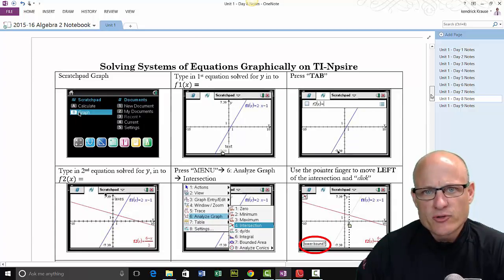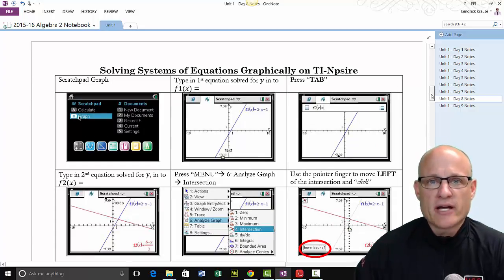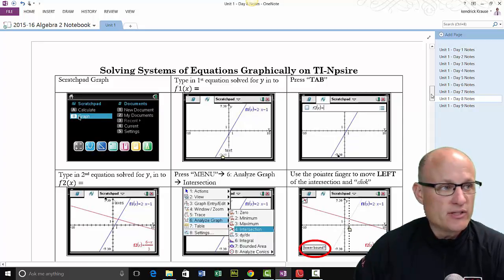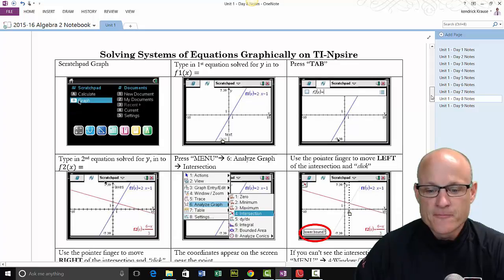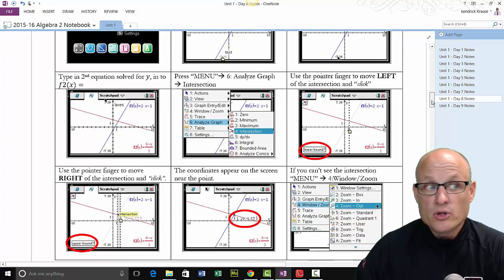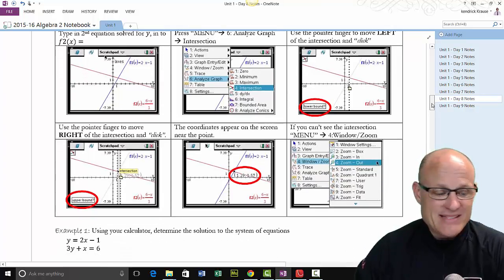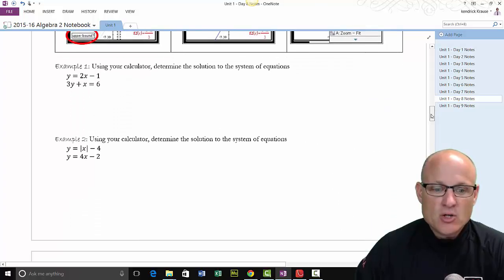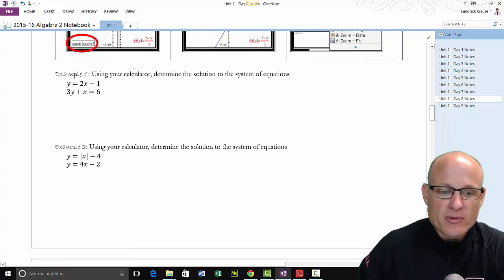Again, if you need my notes, mrkrausemath.com, K-R-A-U-S-E, mrkrausemath.com. It's M-R-K-R-A-U-S-E, math.com, all one word. Go to classes, set 2 probably, set 3 or 4, doesn't matter, and then pick on the day. This is day 8. Now, we're going to use our calculator to determine this, and I'm going to show you all those steps above using the calculator, but I want you to have a copy of them.